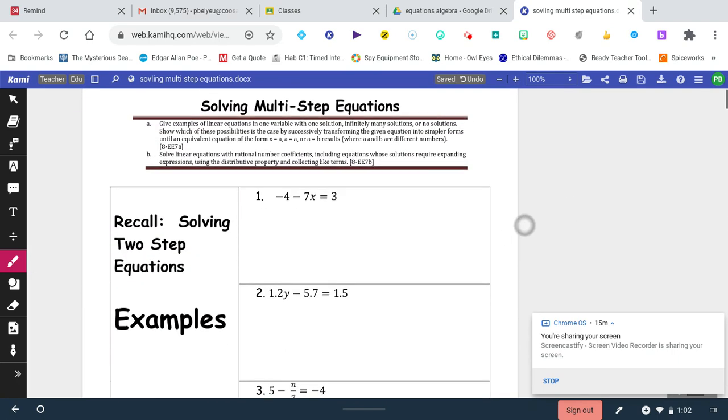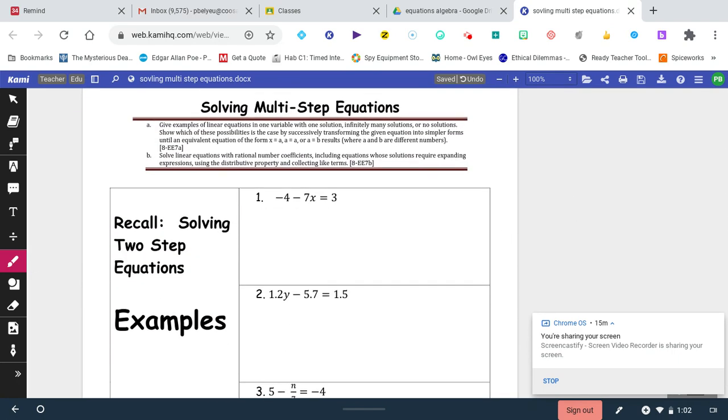And I'm going to go through two step. And if you look at this standard, this is what we're going to work our way to, guys. We're basically just doing some groundwork right now until we can get to this, all right? So what we want to do is give examples of linear equations in one variable with one solution, and these will all have one solution. Infinitely many solutions or no solutions. Now we'll get to the infinitely many and no solutions on Friday, I hope.